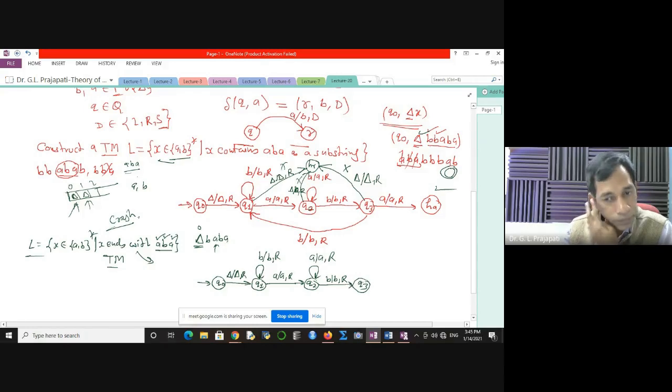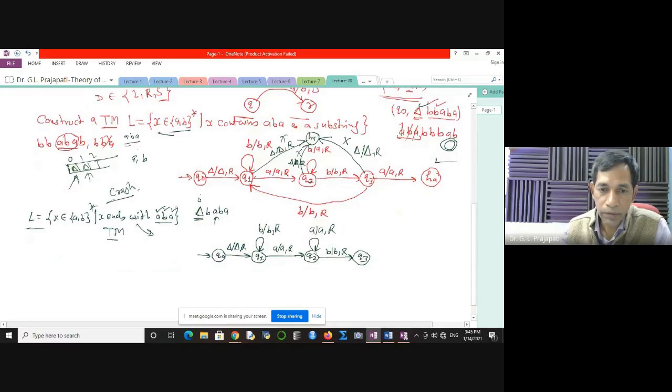Whenever you are at the Q3, A, B, and if you have found the input B, then where can you go? Whenever it is B, you can go to the state Q3. So from the Q3, you can go to the state Q1. So for the case of B, replace with B, go to the R.